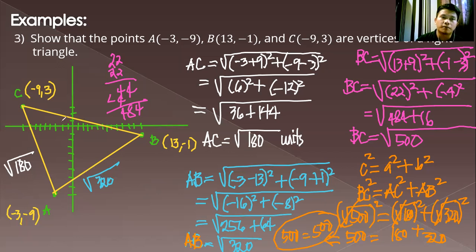So opposite ng BC is our right angle. Okay, so that would be the right triangle. Okay, siguro hindi lang siya mukhang right triangle because of the accuracy ng ating pag-graph. Yan, so this would be our X and this would be our Y. Okay, so yan. We have proved that these points are vertices of a right triangle. Okay, now let us have the second one.